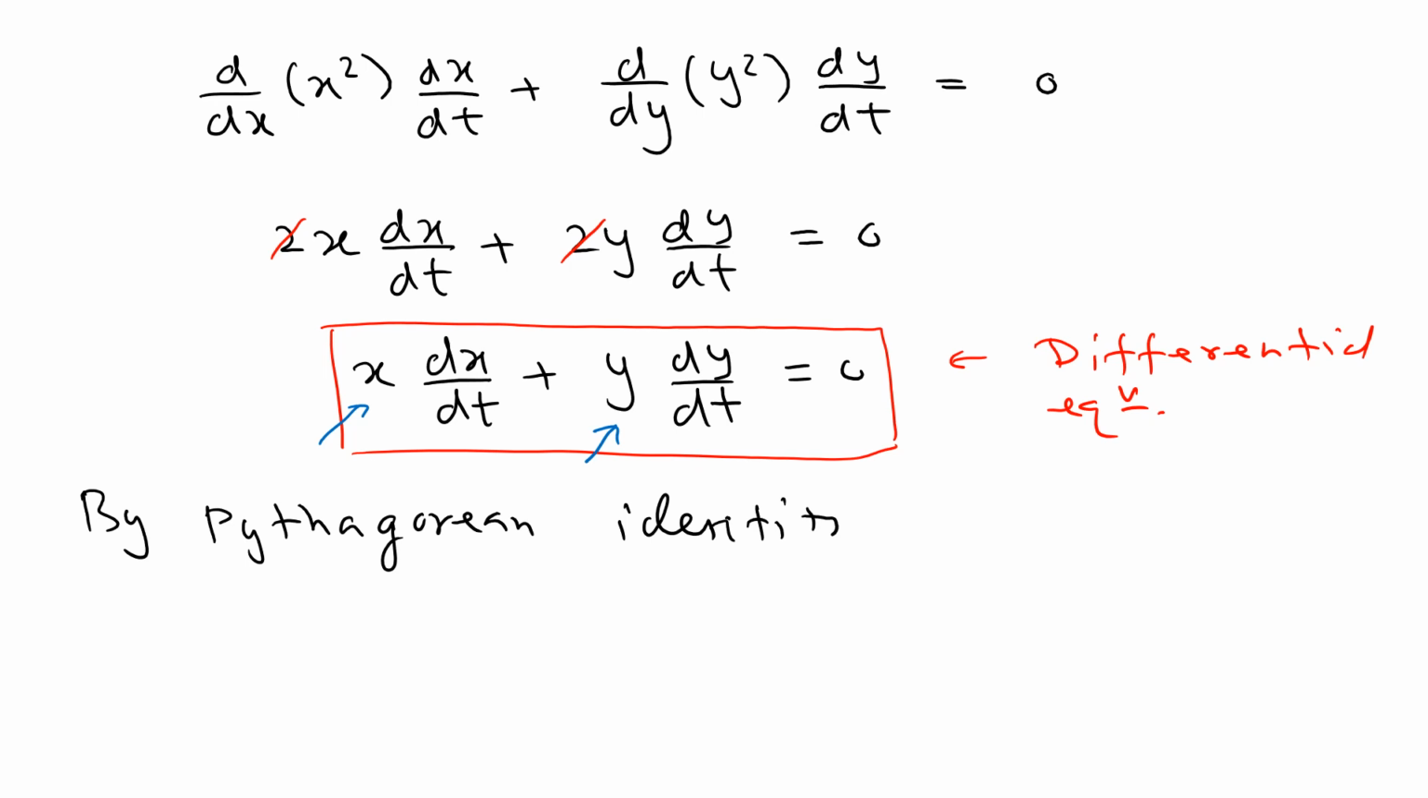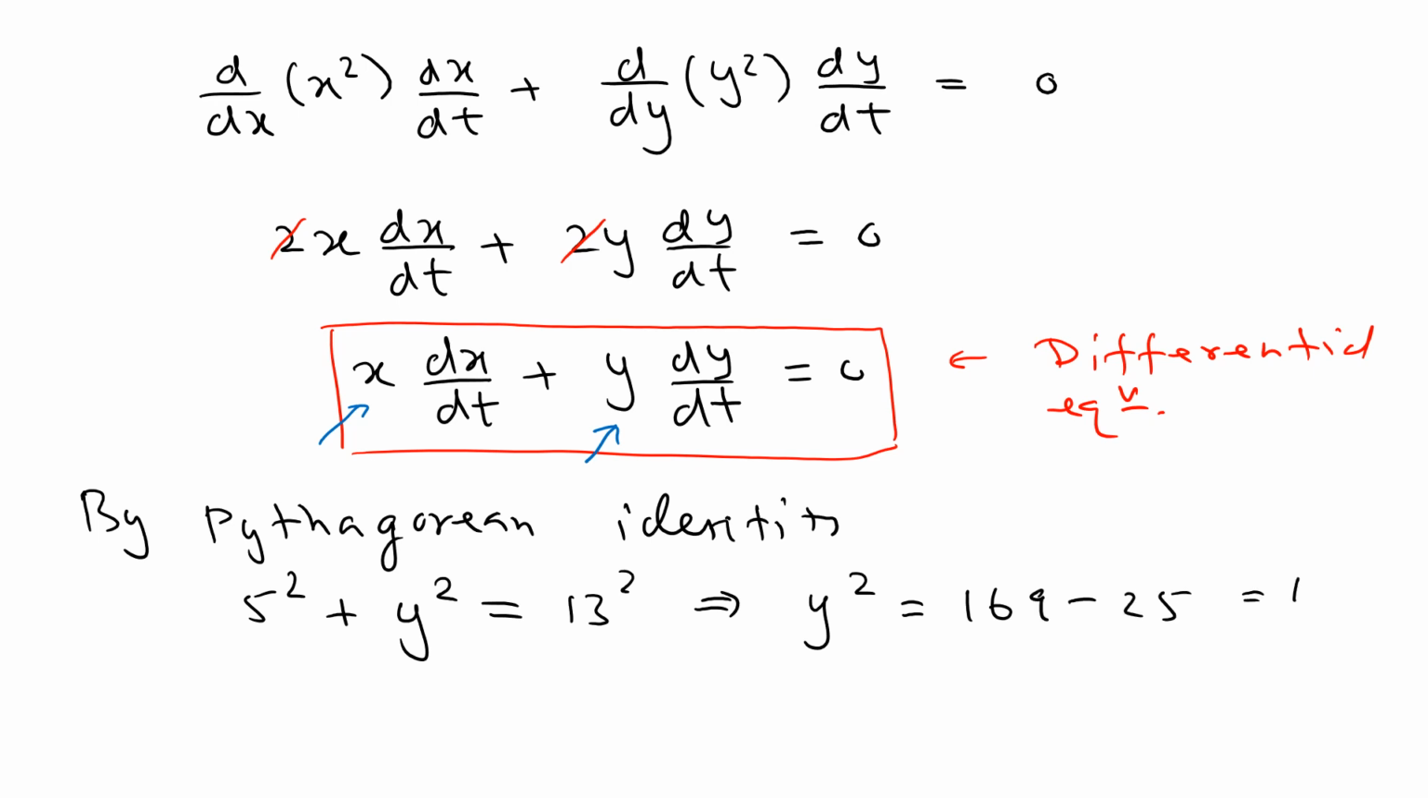So you can write this as 5 squared plus y squared. We're going to find the corresponding y. 5 squared plus y squared equal 13 squared. And this is going to give you y squared equals 13 squared, which is 169, minus 5 squared, which is 25. And then we subtract this, so you get 144.